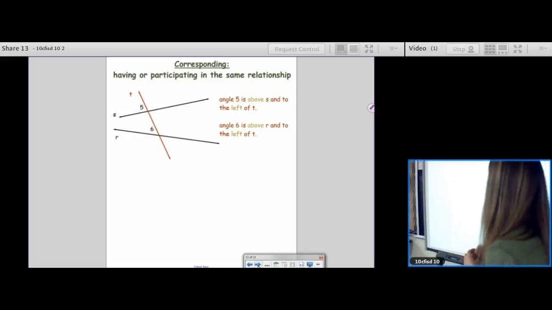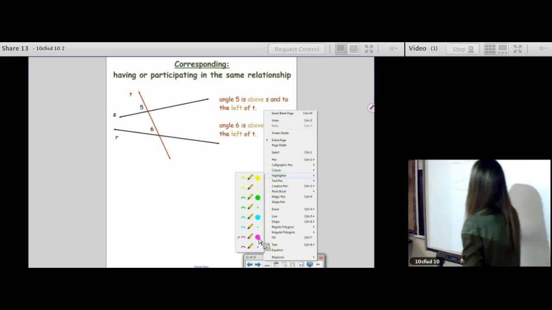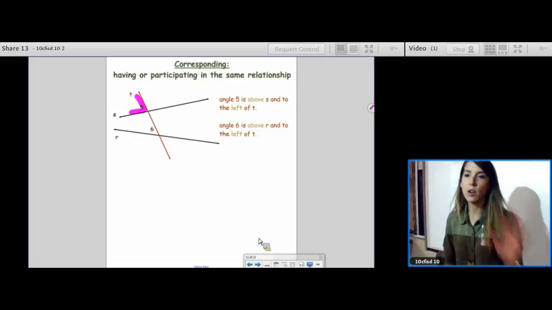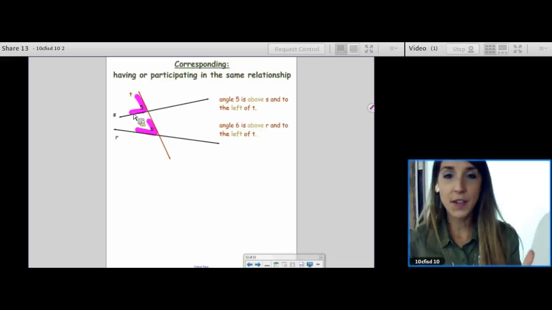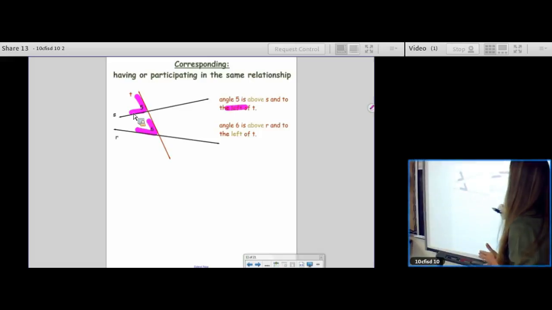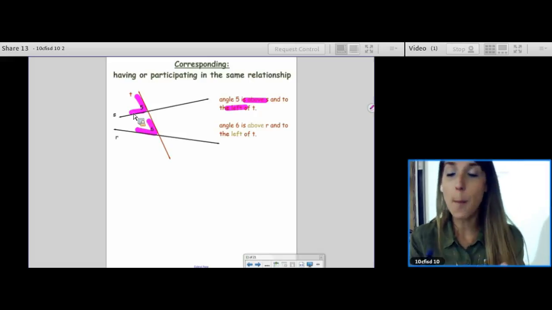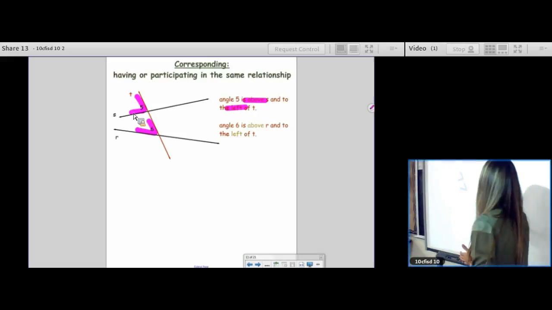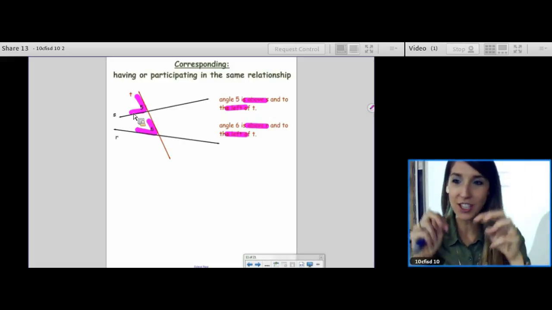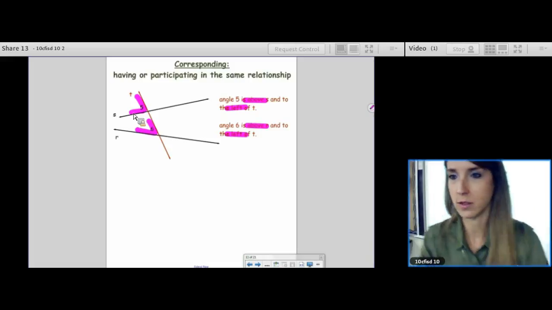So look at angles 5 and 6. Notice, angle 5 is to the left of T, and it's above S. Left and above. Look at angle 6. It's to the left of T, and it's above R. Left and above. So they are having or participating in the same relationship. They are corresponding. They are the soccer coach at different high schools.